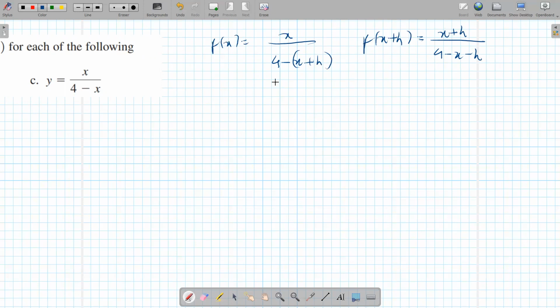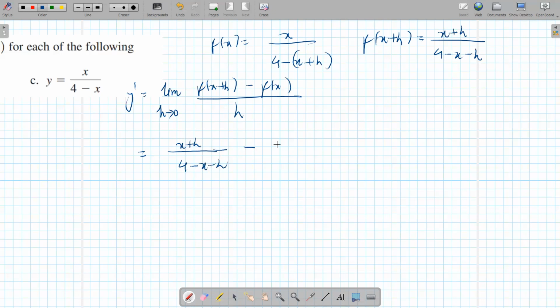And the formula says this limit. Y prime, we're trying to find y prime, is the limit as h approaches 0 of f of x plus h minus f of x, all over h. So f of x plus h, we just found it up there. It's this guy minus x minus f of x. That's just the original guy like this, and all over h. Cool.